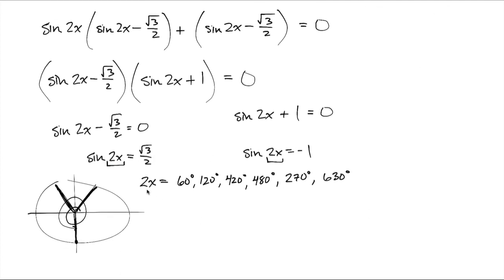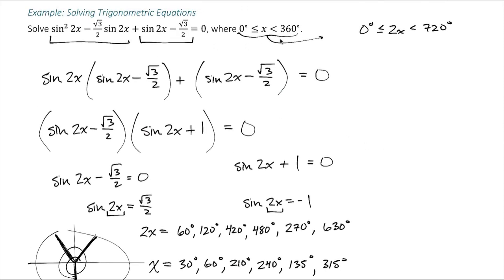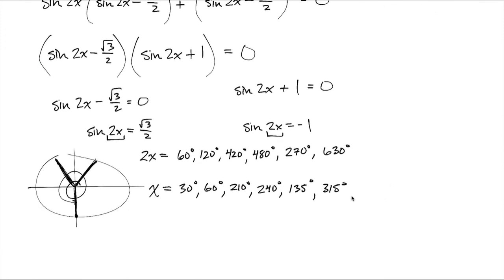Now I can divide by 2 to get my solutions for x. So just divide each of these by 2. 60 divided by 2, 30 degrees. 120 over 2 is 60. 420 over 2 is 210. 480 over 2 is 240. 270 over 2 is 135. And 630 over 2 is 315. Note that all of these angles are between 0 and 360 degrees. So those are all of our solutions for this equation.